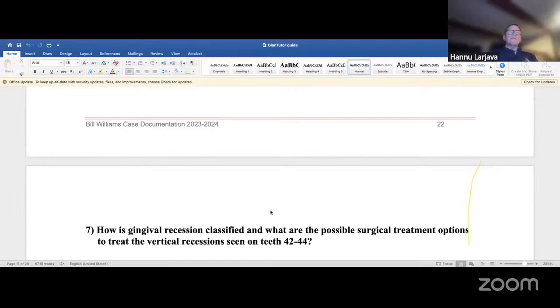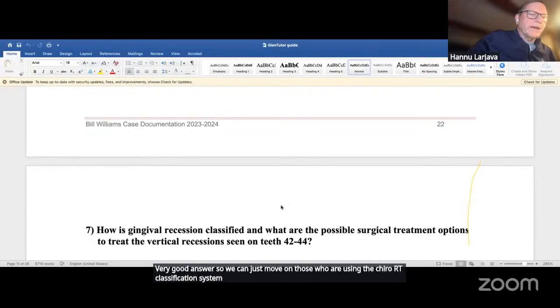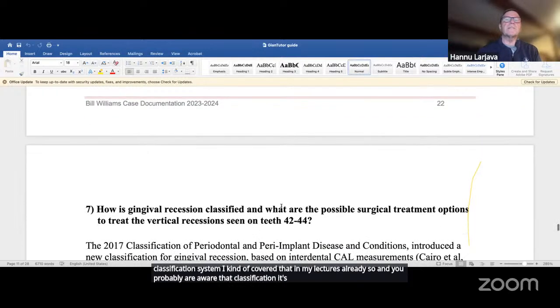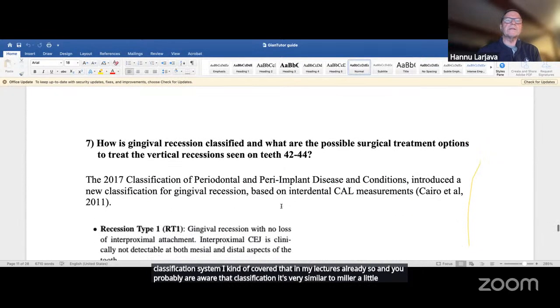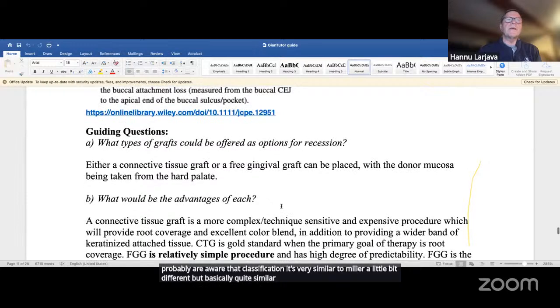Very good answer. So we can just move on. Those who are using the Cairo RT classification system, I kind of covered that in my lectures already. And you probably are aware that the classification is very similar to Miller, a little bit different, but basically quite similar.